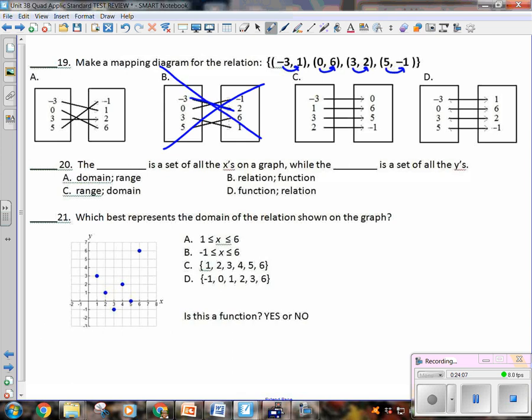That's not what it says. In letter C, -3 is related to 0. That's not what it says. In letter A, -3 is related to 1. That is what it says. Letter D just says -3 is related to 1.